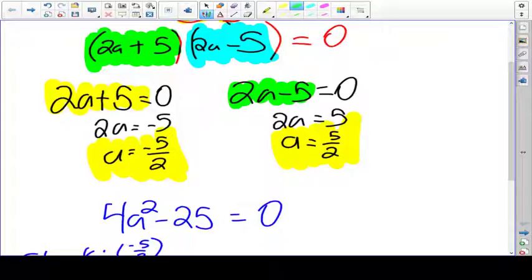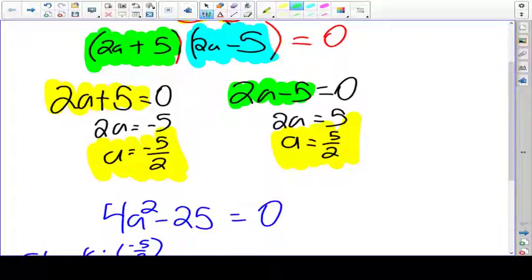So the left one first, 2a would equal negative 5, and a would equal negative 5 halves. Likewise with the other one, 2a equals 5, a equals 5 over 2. So our two answers, or two values of a that solve this equation, are negative 5 over 2 and positive 5 over 2. Now, that's the first part of the question. The first part of the question says find the roots. That's the finding the roots part.